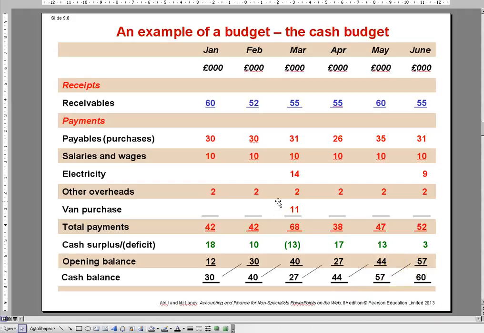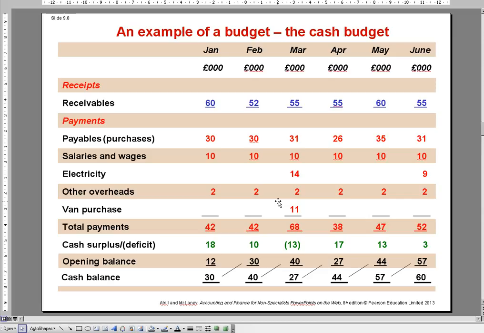So we'd be looking to our cash budget to make sure that we don't go too heavily into overdraft or go over any limit agreed by the bank. But it's quite normal for businesses to have an overdraft. It's a kind of funding from the bank, but it can be quite expensive.